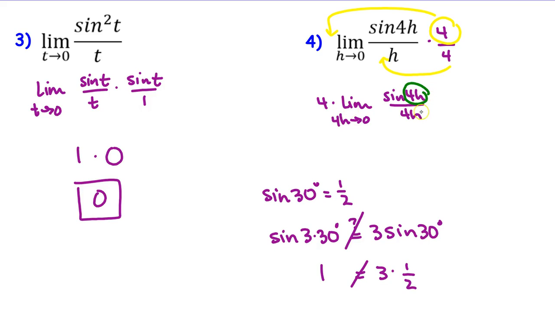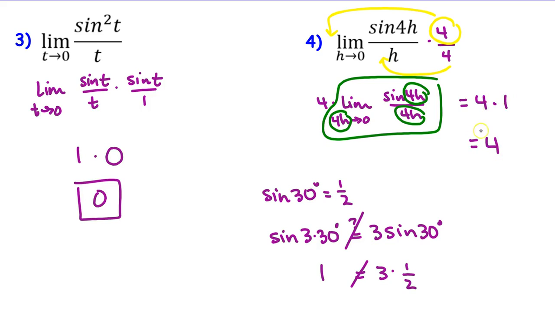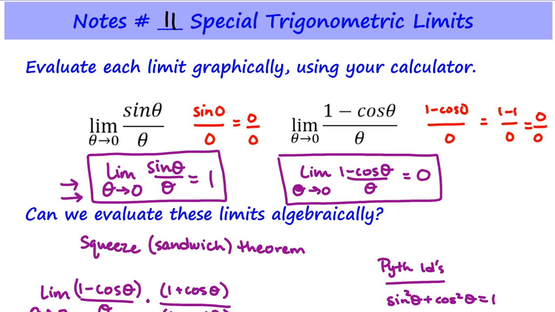Now we have something here. We could call it theta. The same thing here, we could call it theta, and the same thing here, we could call it theta. So this whole limit is just 1. So we have 4 times 1. So the answer is 4. So that's how you can do other trig-related limits using this main trig limit right here.